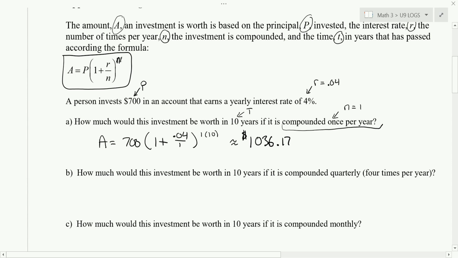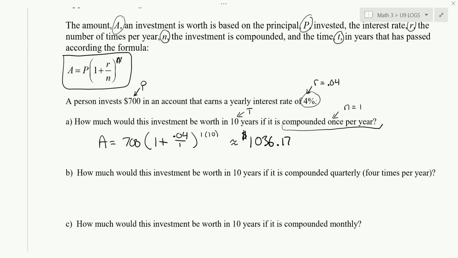Now, if you compound your interest 4 times a year, what happens is you take that interest rate, which is 4%, and you divide that by 4, which is 1%, okay? And you're going to pay out 1% 4 times that year. So at the end of the year, you end up paying out 4%. But what happens is you get a little bit more money because, say this person gave us $700.